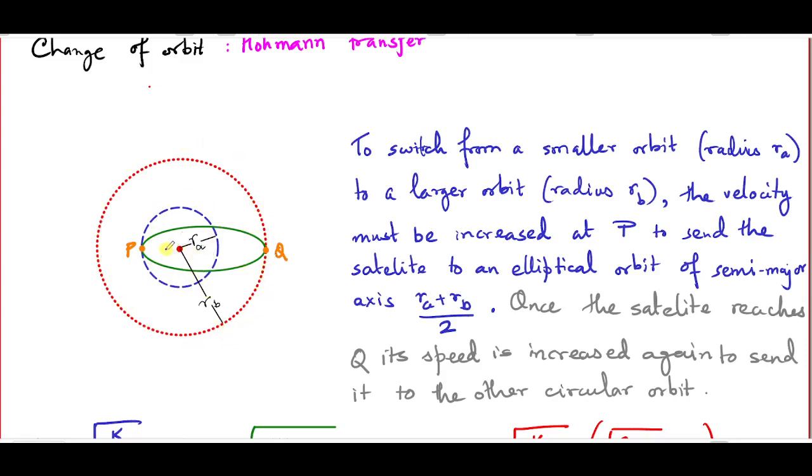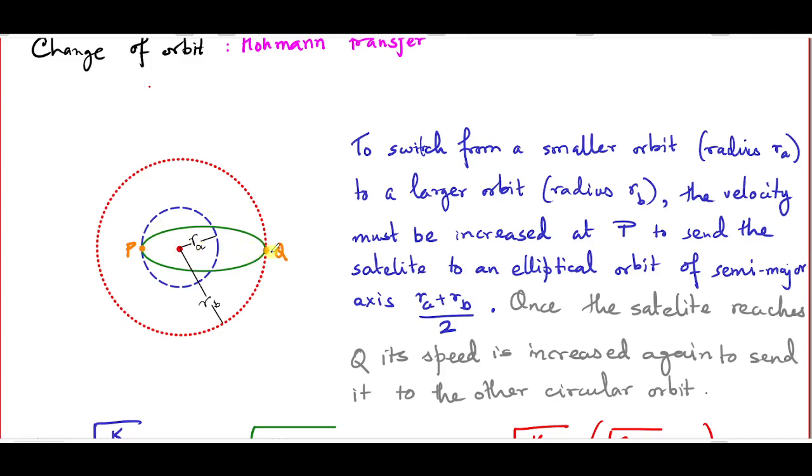In order to do that, what you would do at the point P is fire the rockets in a satellite to speed it up so that it then travels in an elliptical path. We will choose the semi-major axis of the ellipse so that it exactly lands up at the point Q on the other circle. That is, the semi-major axis would have to be (RA plus RB)/2.